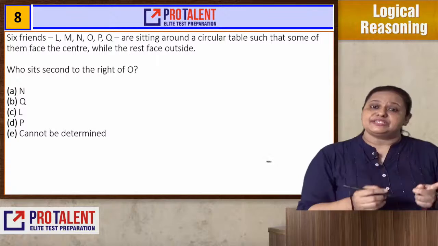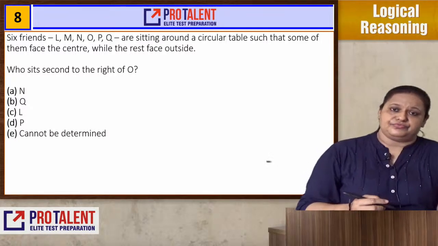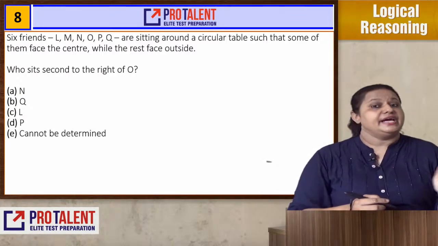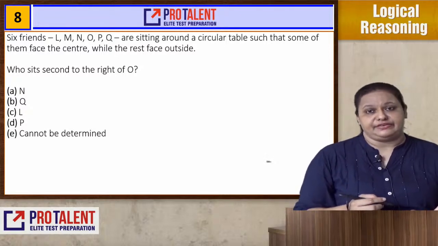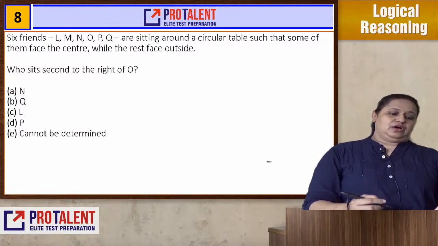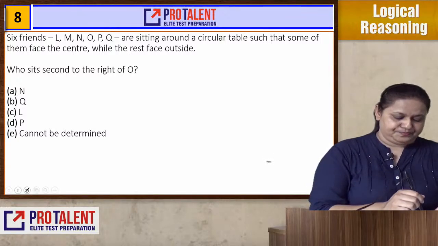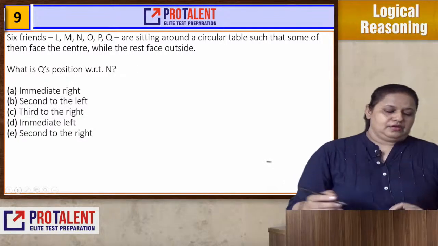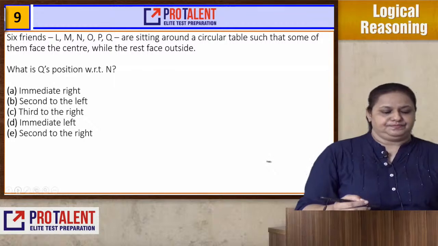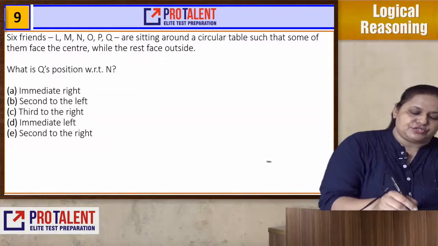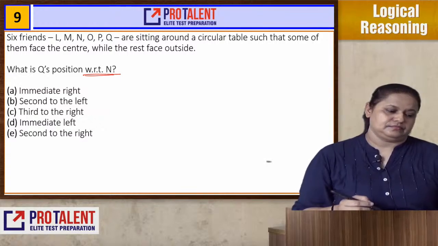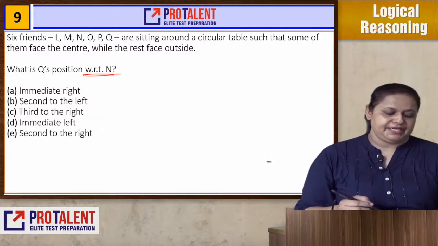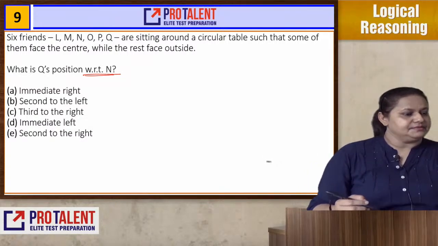So see, even if it is mentioned that few are facing inside, few are facing outside, it is not necessary that we will be in a position to determine the direction of each and every one. Okay, fine. And with respect to Q's position, what is Q's position with respect to N? Immediate right, immediate left. What will be the answer?